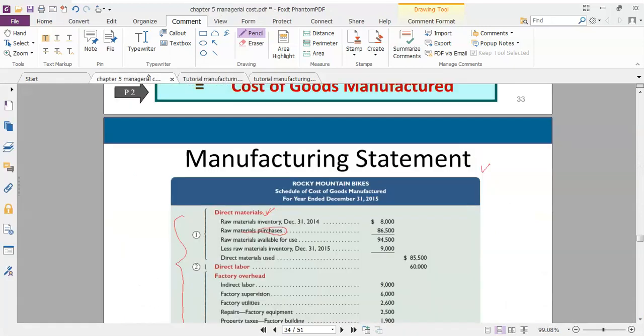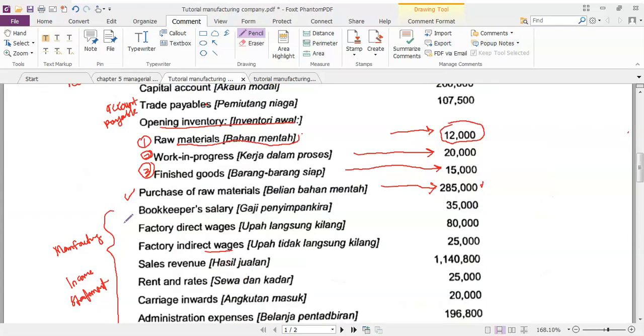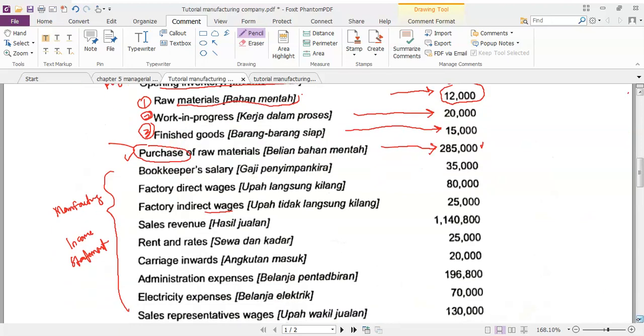the cost, okay, in the formula, in the format, it is not shown here, but actually after we put in the purchase of raw material, we should also add on the cost of purchases raw material with other terms. For example, is carriage inward.